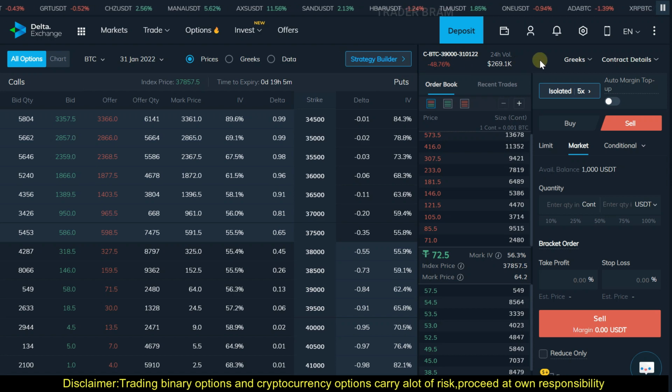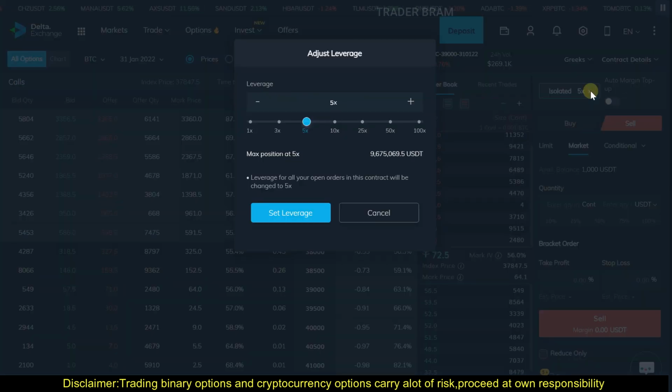So what is leverage in crypto trading? To put it in simple terms, it's like borrowed money. Take an example of a mortgage. Let's say you want to buy a house worth 400,000 US dollars. You can make a down payment of 100,000 and then borrow 300,000 from the bank and pay the interest for the loan. That's like leverage.